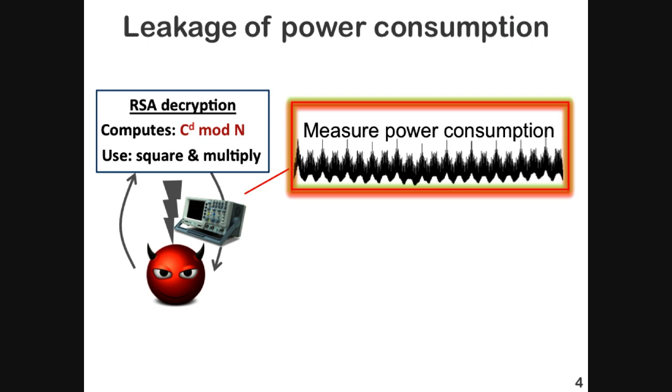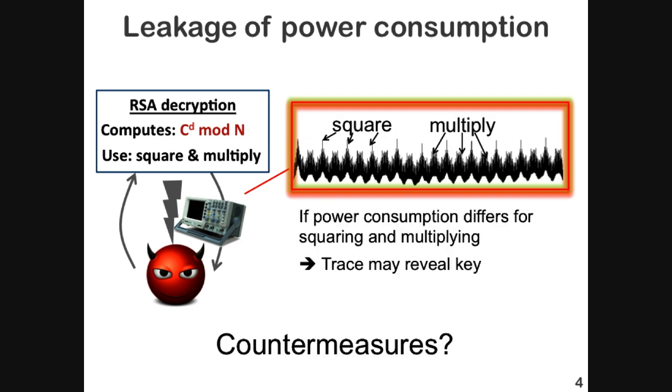And if the power consumption is different for squaring or multiplication, and since whether we execute a squaring or multiplication depends on the bit representation of this secret key, the adversary can, just by looking at this power trace, reveal the secret. Okay? So there have been many countermeasures proposed.